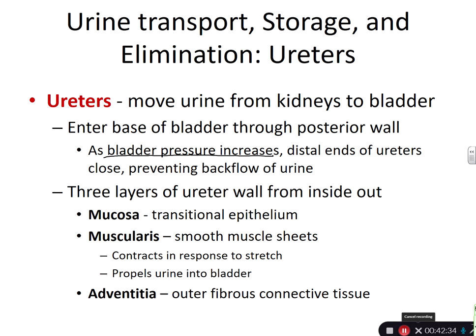And they still have 3 layers to them. They have mucosa, that's the inside part. It's made of a transitional epithelium. Remember, transitional epithelium, we talked about it in AP1. This one changes based on the distension of the organ. So transitional epithelium is nice and thick when you have no urine in the bladder and ureters. But as they fill up, it gets thinner.